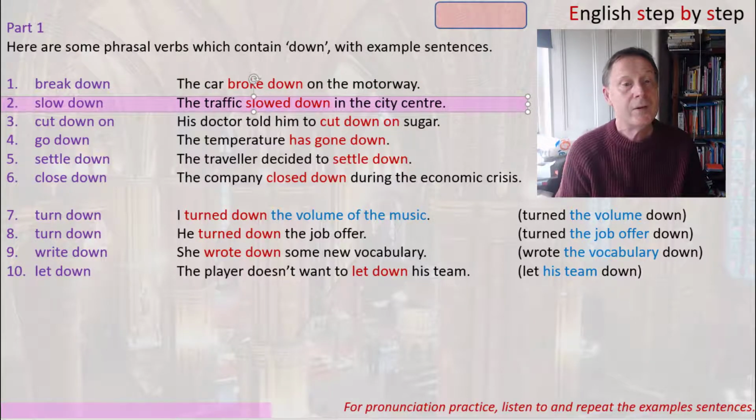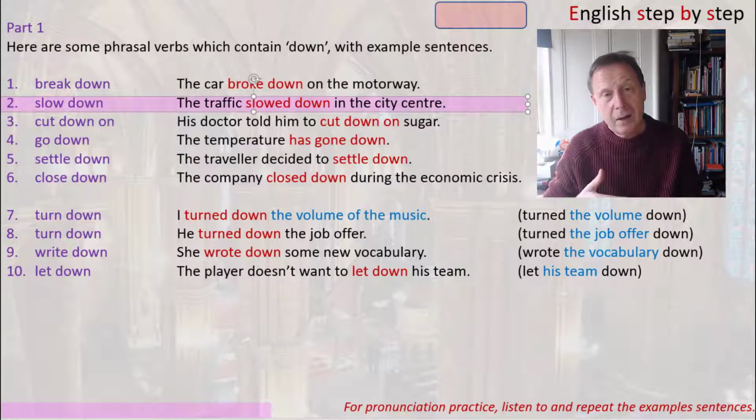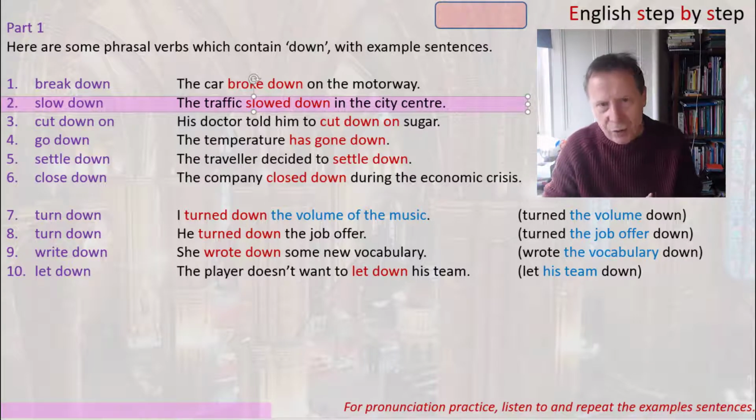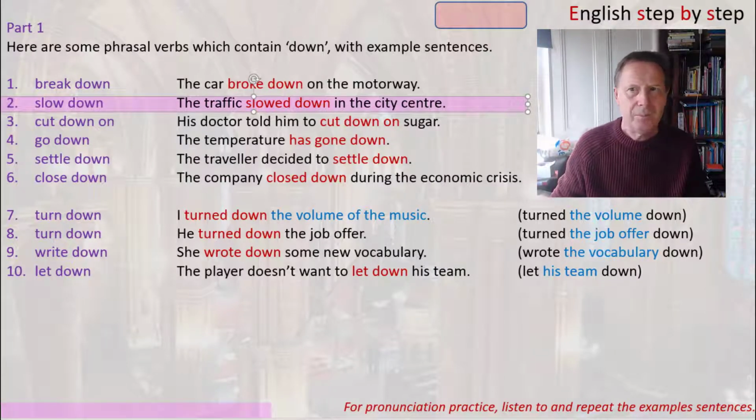The next one is slow down. The example sentence: the traffic slowed down in the city centre. So here we have the adjective slow made as a verb, to slow, and in this case it's to reduce speed. So speed up is to increase the speed, slow down is to reduce the speed.